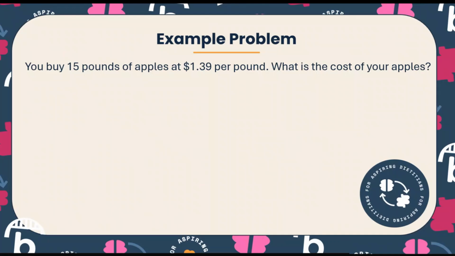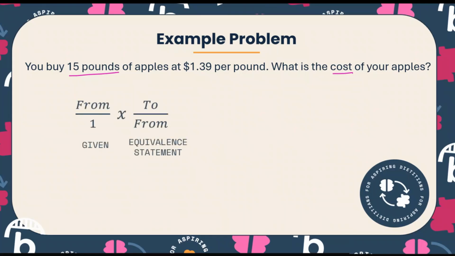The question says you buy 15 pounds of apples. It asks you to figure out the cost. That's why this is a dimensional analysis problem, because you're converting from pounds to cost. And we need to know the equivalent statement here. But again, this one is given to you in the problem. Did you find it? $1.39 per pound is our equivalent statement.